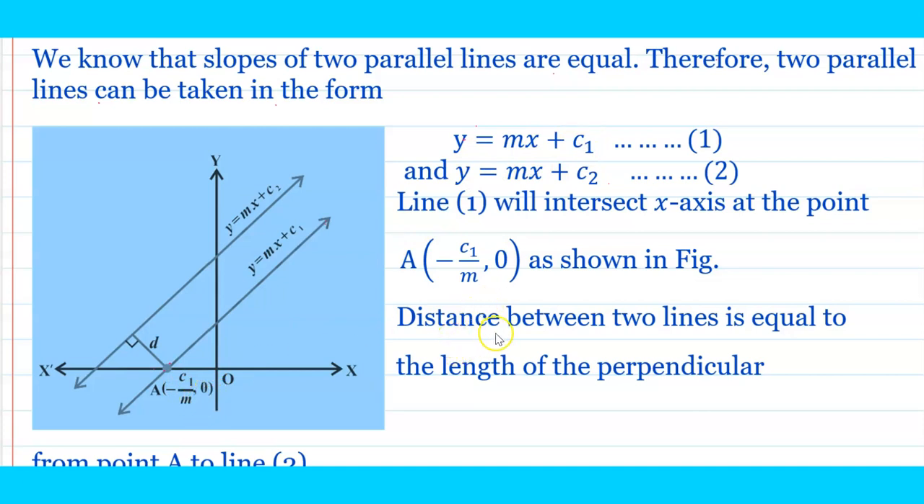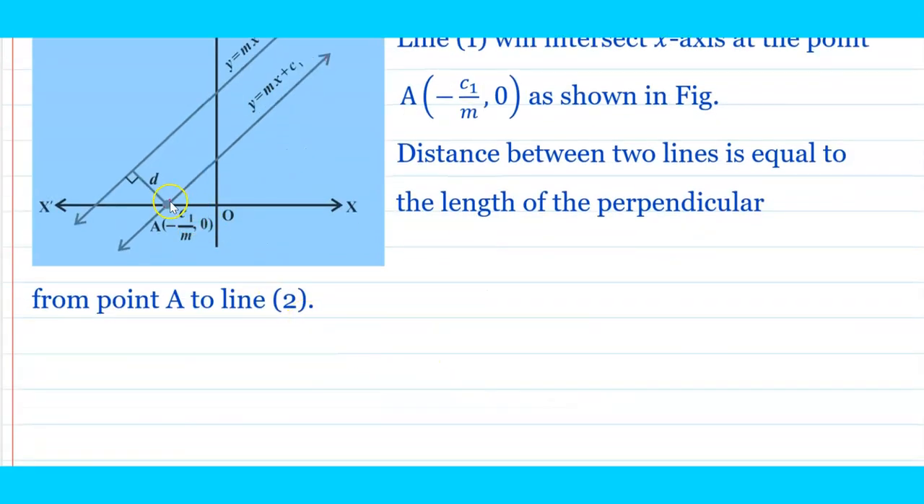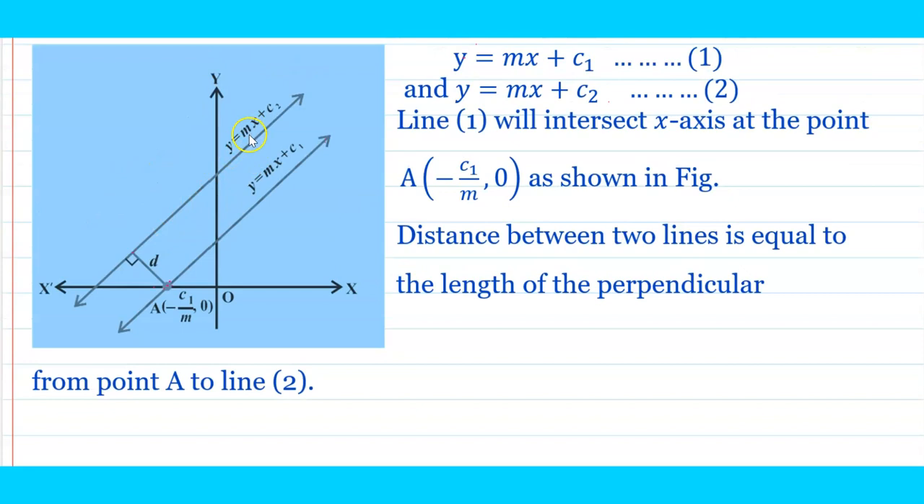Okay. Now the distance between the lines is equals to the length of the perpendicular. Now we know this point, which is minus c1 upon m, 0, and we can find out the distance of this point from this line, which is y is equals to mx plus c2.